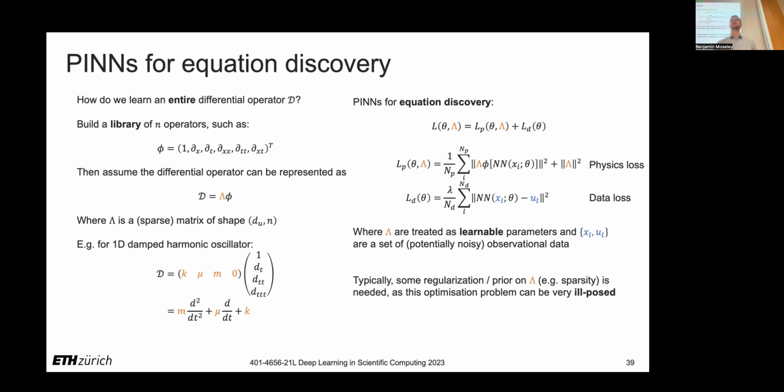But as in our whole discussion about ill-posedness of inverse problems, this becomes a massive problem because we're trying to learn the entire thing. And so this setup is generally very ill-posed. So what we need to do is put some kind of regularization or prior on lambda. Basically, what are our assumptions of what the differential equation could generally look like?